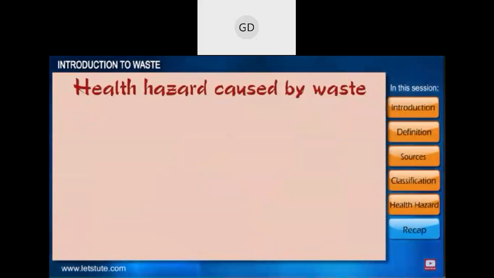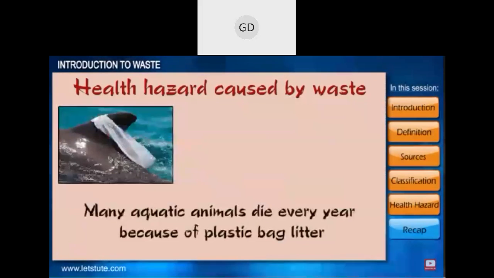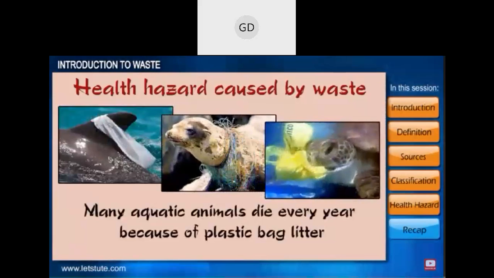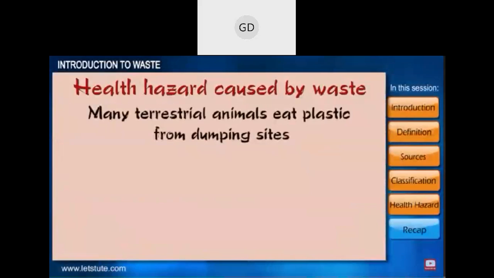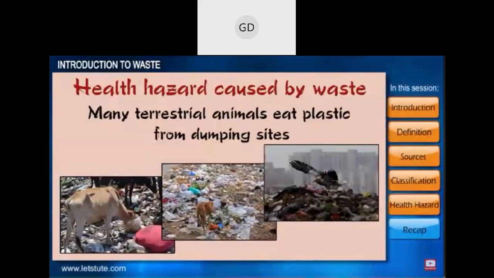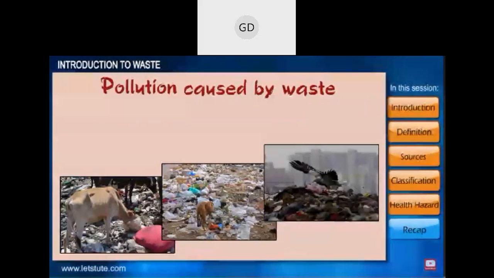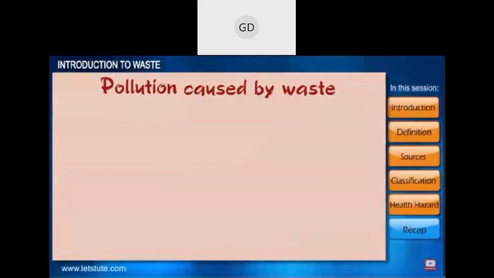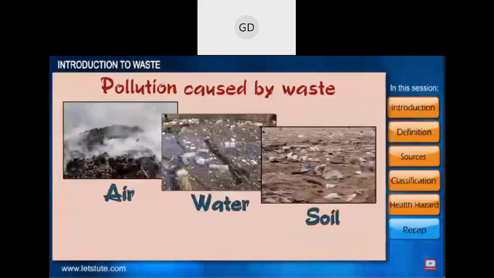Moreover, many aquatic animals like whales, seal, turtles die every year from plastic bag litters as they often mistake plastic bags for their food. Similarly, many terrestrial animals like cows, dogs, and even many birds eat plastic from the dumping sites and ultimately leading to their death. Apart from causing these health hazards, they even add to different types of pollution like air, water, soil, etc.